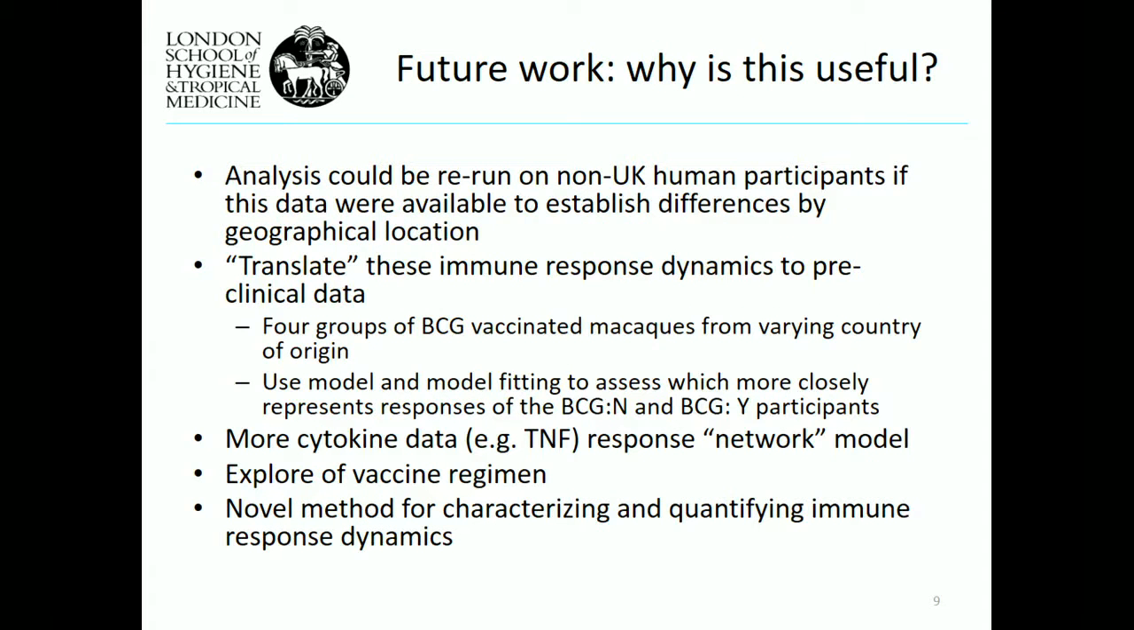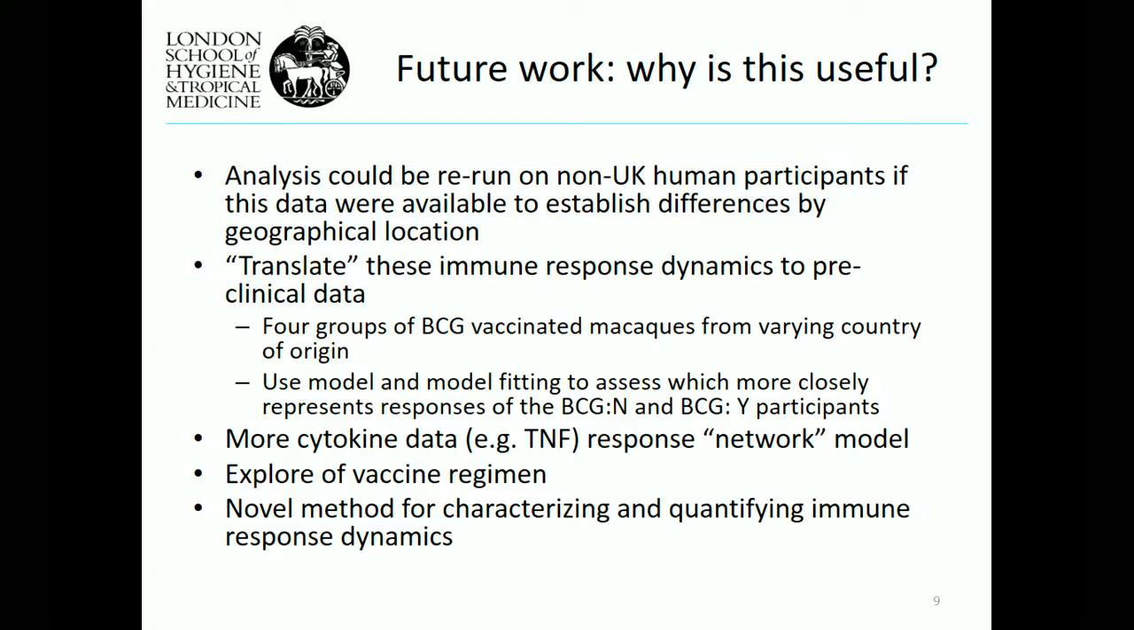If I can quickly summarise some of our future work: we would like to rerun this analysis on non-UK human participants, if data was available for other geographical locations, for example, maybe an African cohort. We would also like to translate these immune response dynamics to preclinical data. For example, we have some data on macaque immune responses, whereby macaques are split into 4 groups based on their country of origin. We're working on using the model to fit to this data and then analyse which group of macaque best represents responses from the BCG naive and BCG revaccinated participants.